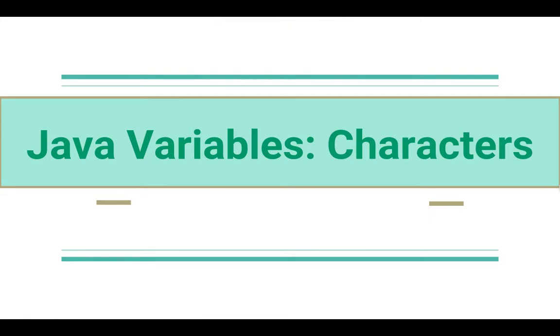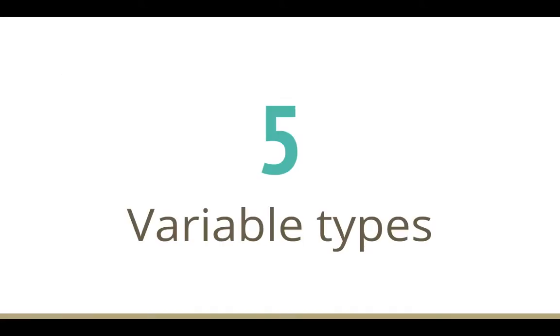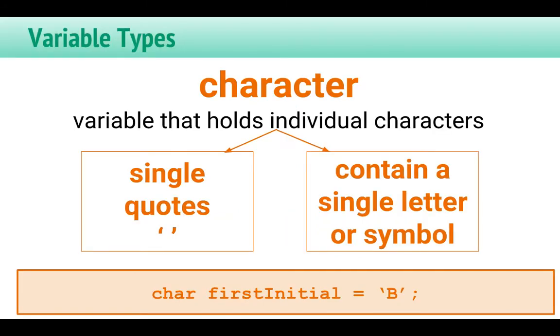We were just introduced to a new variable type called character, and now we know 5 different variable types. So the character variable type is a variable that holds an individual character. It needs to be set off by single quotes instead of the double quotes that we use for string, and it can only contain a single letter or symbol.